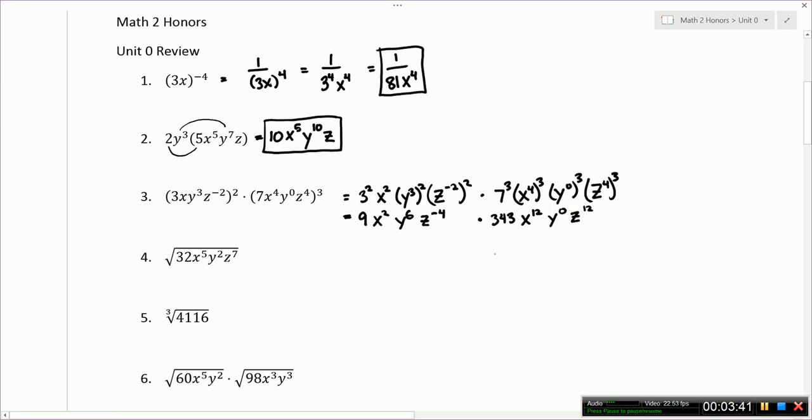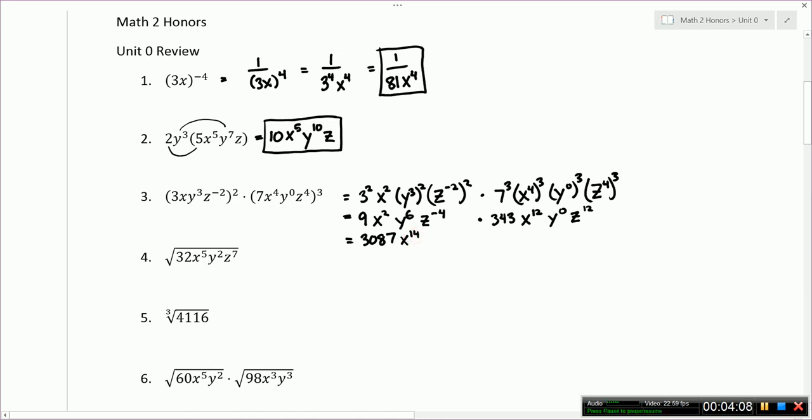We're going to continue multiplying. I'm going to multiply 9 times 343, which is 3087. X squared times x to the 12th power. You add your exponents, you get x to the 14.